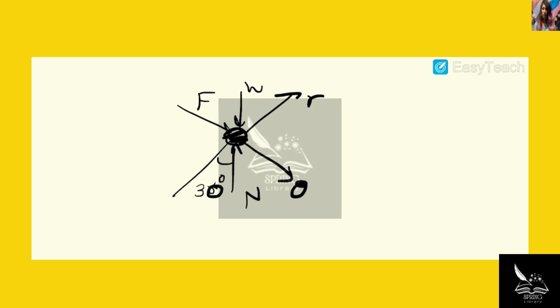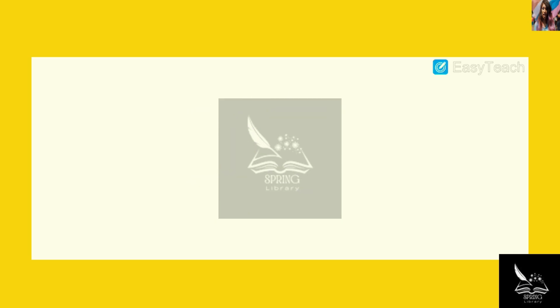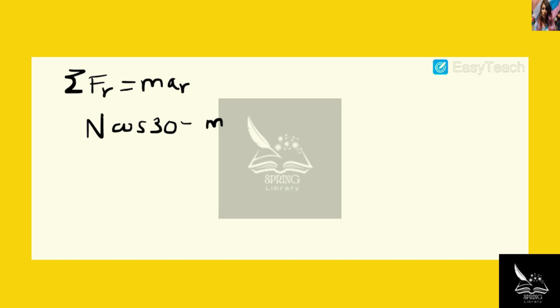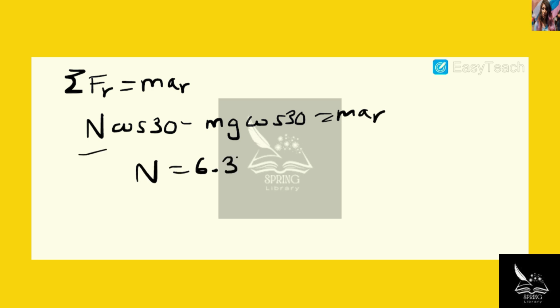So what we can do is resolve our forces in the r and theta directions and apply Newton's second law to develop equations of motion. We can first do it in the radial direction, so the net force in r is equal to m times a_r. So we can resolve our forces and say N cosine of 30 degrees minus mg cosine 30 degrees is equal to m a_r. Isolating N gives us N equal to 6.37 newtons.